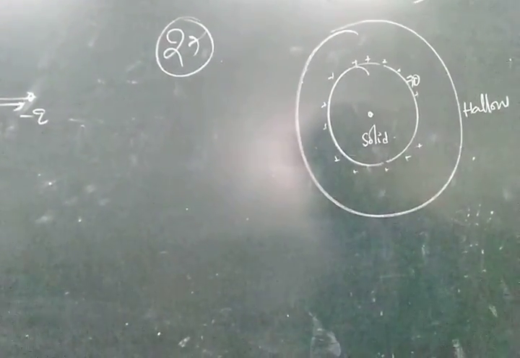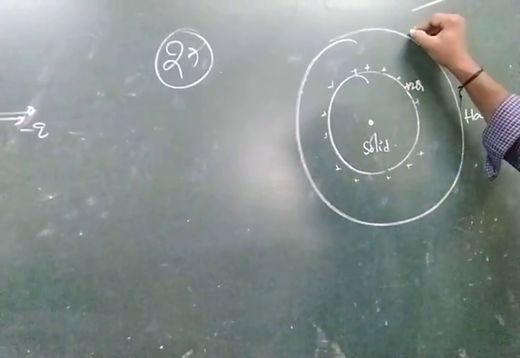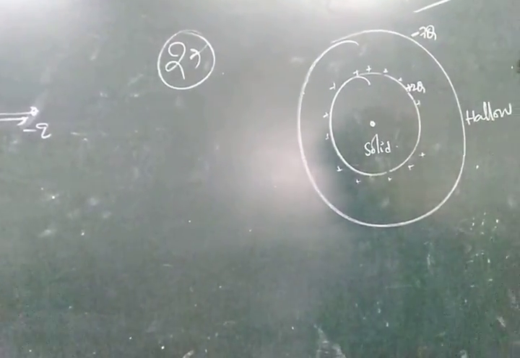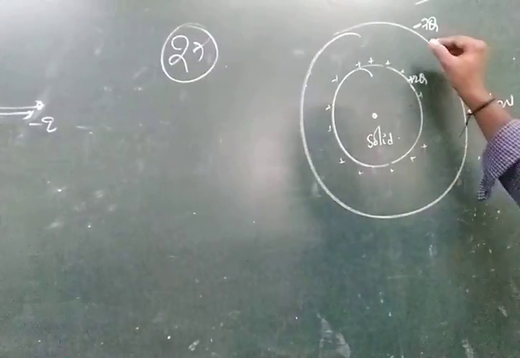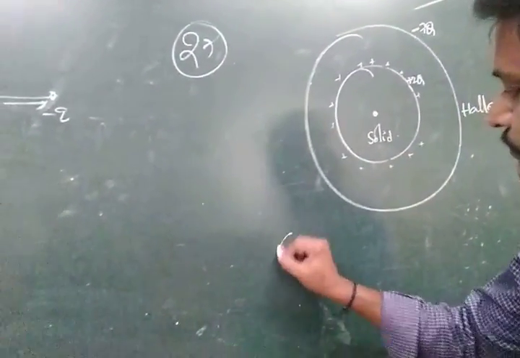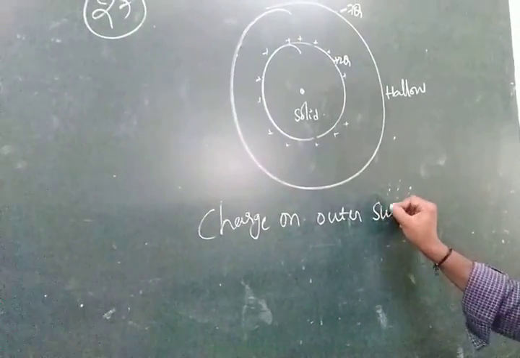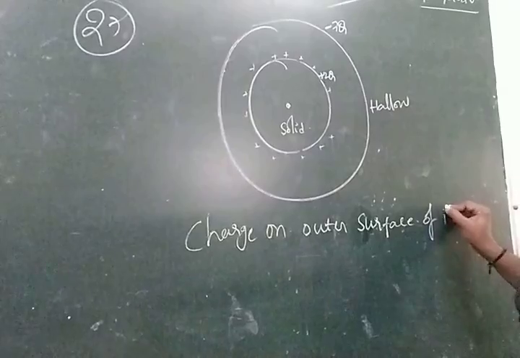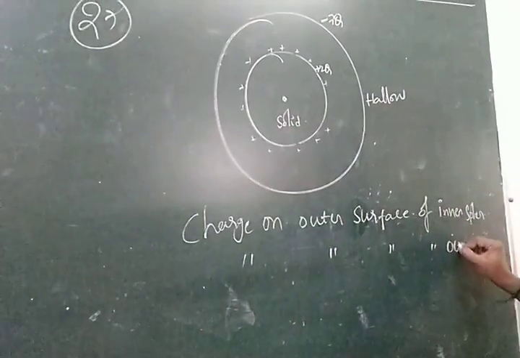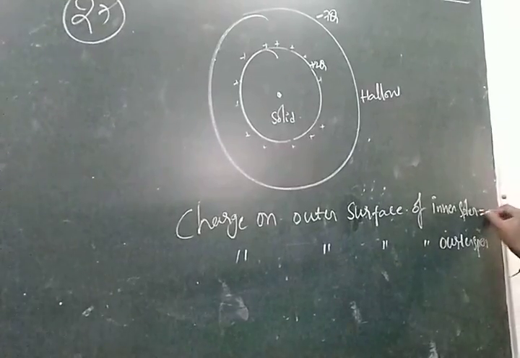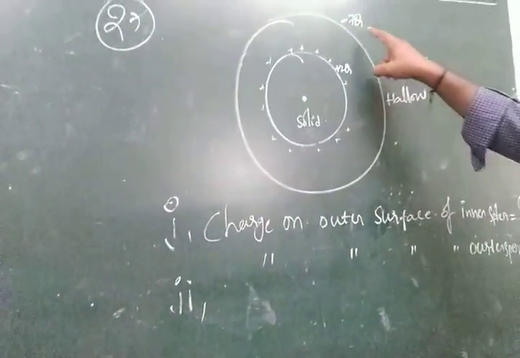Next, they are having charges. The inner sphere has charge plus 2q, and the outer sphere has charge minus 7q. Then the question: what is the charge on the inner surface of the outer sphere, and what is the charge on the outer surface of the outer sphere?